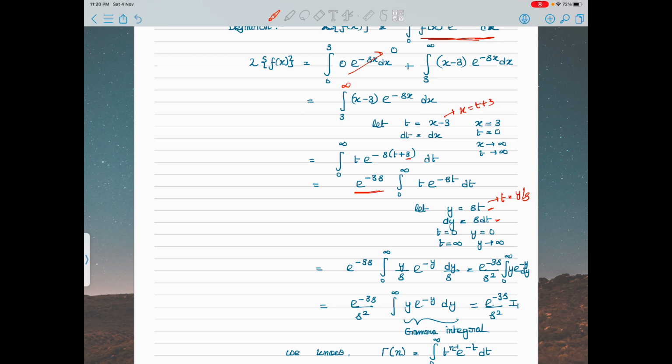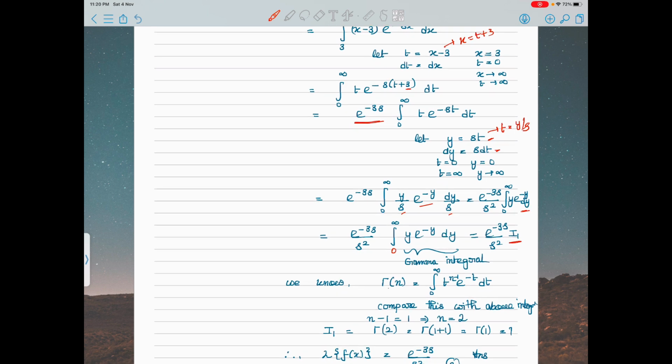So we get e to the power minus 3s, and this s into s becomes s squared, which can also be taken outside the integral because the integral is with respect to y. So it is the integral of y e to the power minus y dy. This is the integral which we get. So e to the power minus 3s by s squared, times the integral from 0 to infinity of y e to the power minus y dy, and this is the gamma integral. I have written this gamma integral as I1.